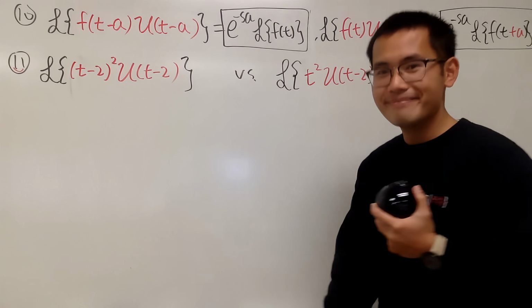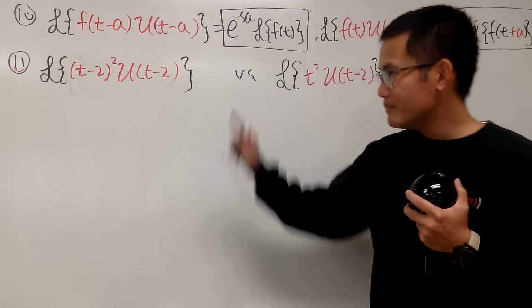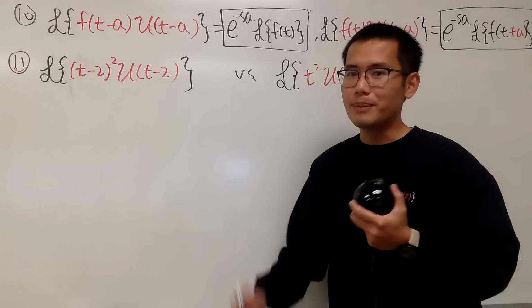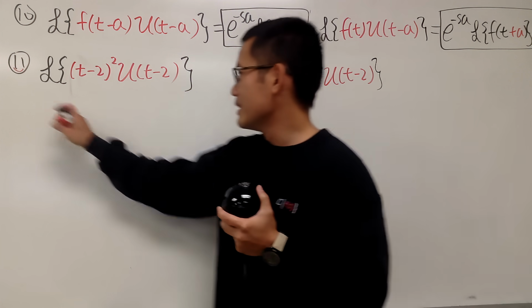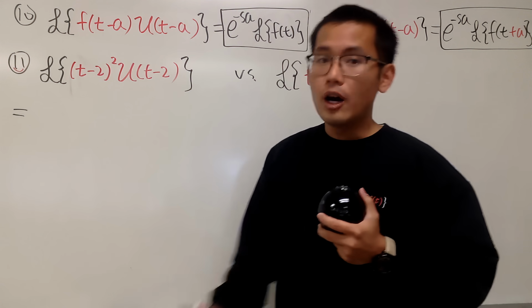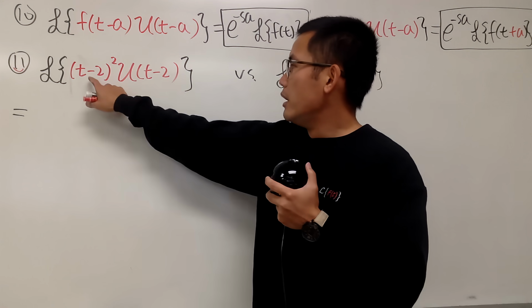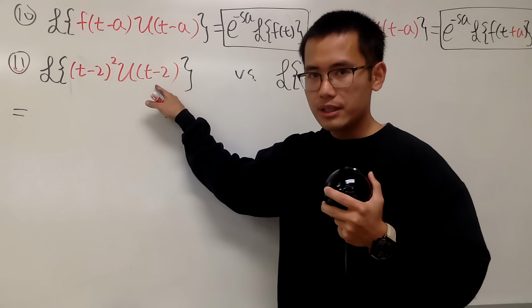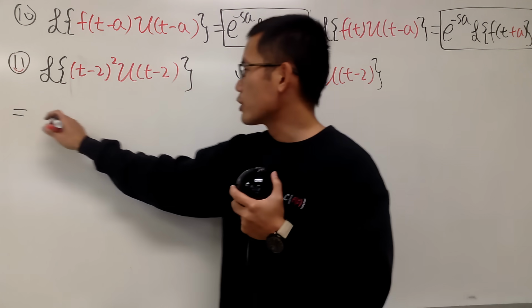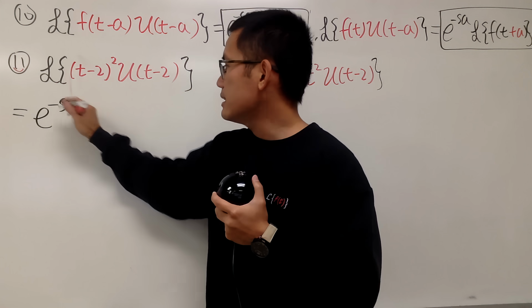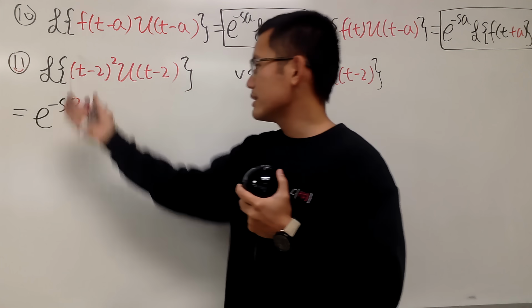Which one is easier? This one is slightly easier, not so bad though, because the computation is slightly easier. All right, all we have to do is the following. They do have the same input, and the a right here is 2. So first, you go ahead and multiply by e to the negative s, and the a is 2, so 2s, like this.